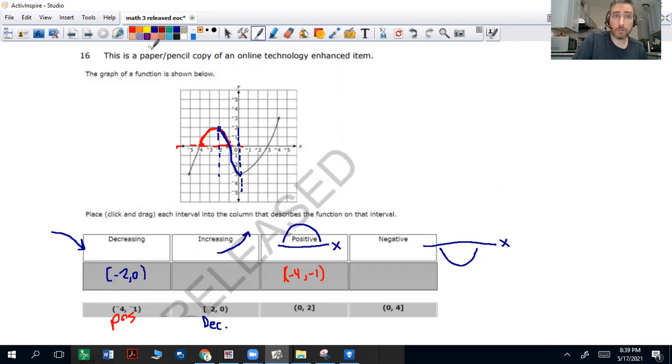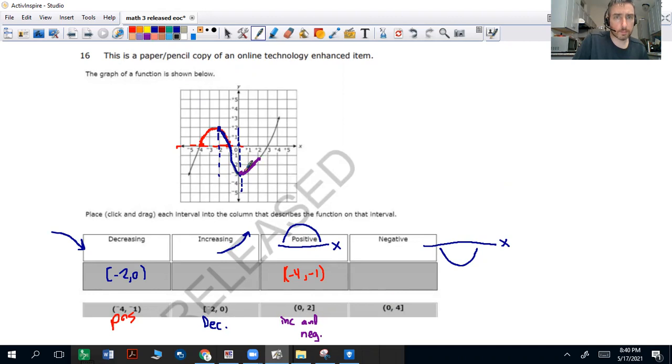All right, let's keep it going. 0 to 2. 0 to 2. So 0 starts here, 2 is right there. Well, we have a dilemma, right? Because that interval it's increasing, but it's also negative, right? It's below the x-axis. So this is a dilemma, right? It's increasing and it's negative because it's below the x-axis. So we have to look at our last one.